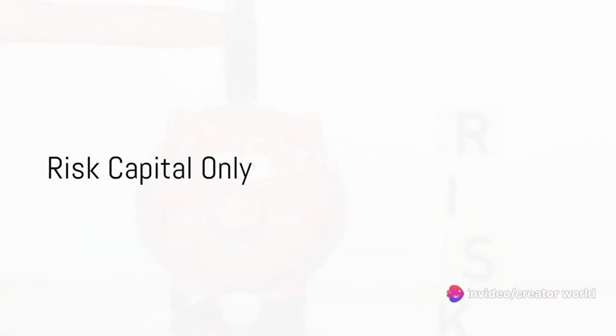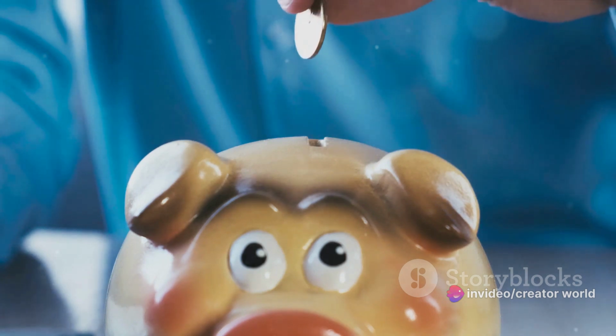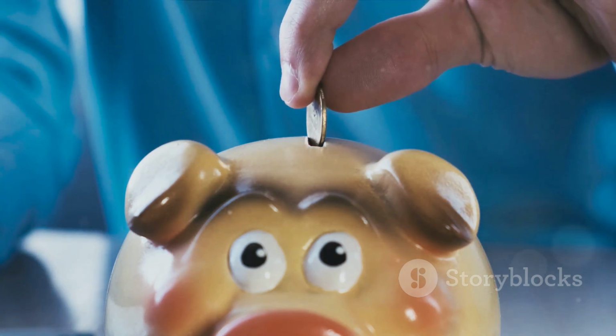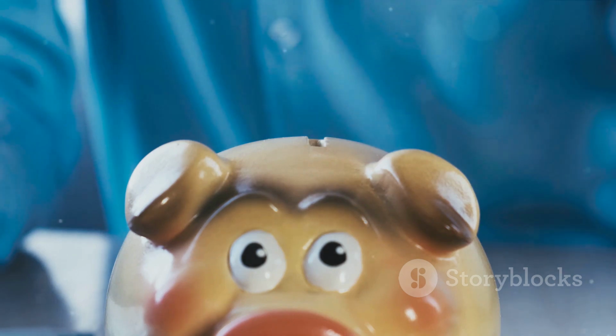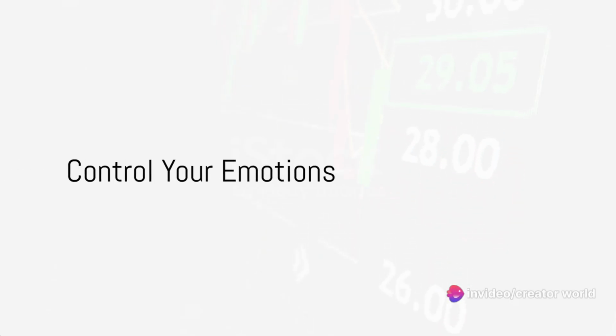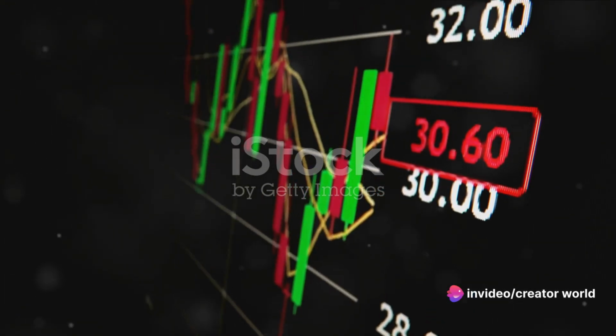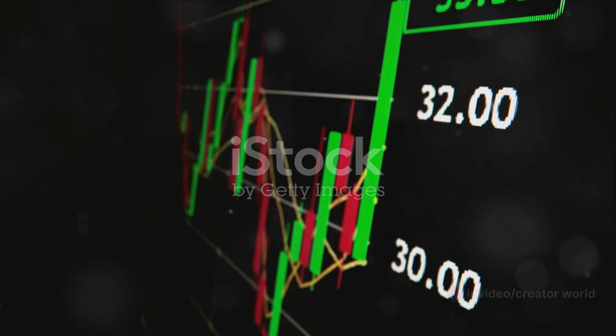Eighth, trade with money you can afford to lose. Never use funds earmarked for essential expenses or long-term investments for intraday trading. Diversify your investment portfolio to mitigate overall risk. Ninth, trading can be an emotional roller coaster. Keep your emotions in check by maintaining a rational mindset and avoiding impulsive decisions.